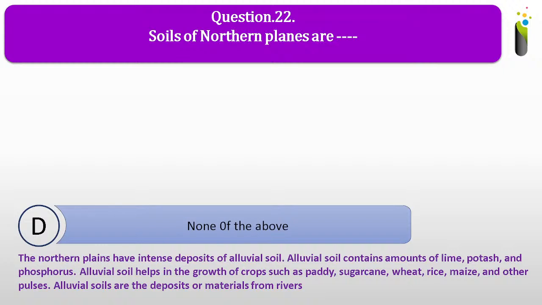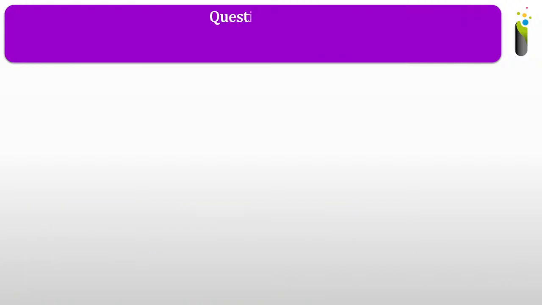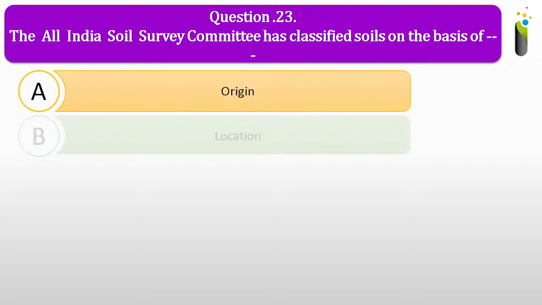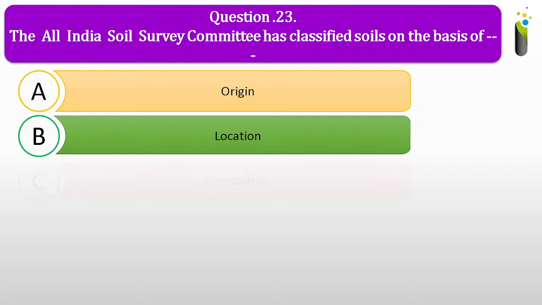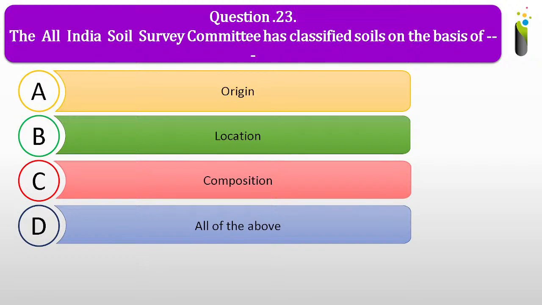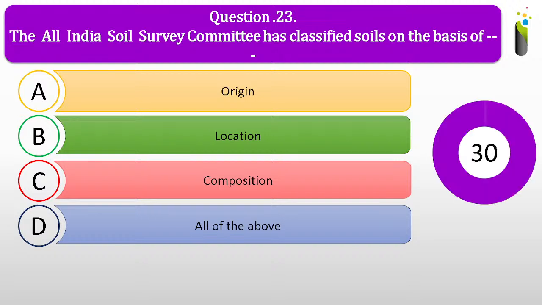Okay. Now, going to the next question, number 23. The All India Soil Survey Committee has classified the soils on the basis of dash. A. Origin, B. Location, C. Composition, D. All of the above. So, the All India Soil Survey Committee has classified the soils on the basis of dash. Answer me for question number 23 and your time starts now.